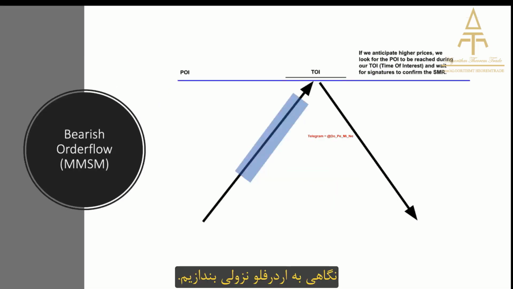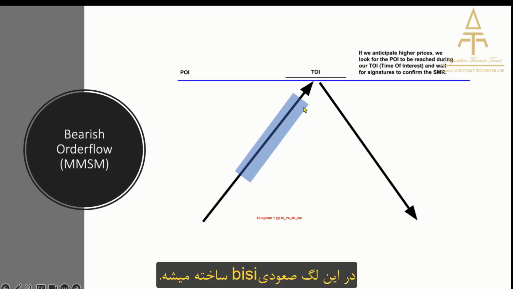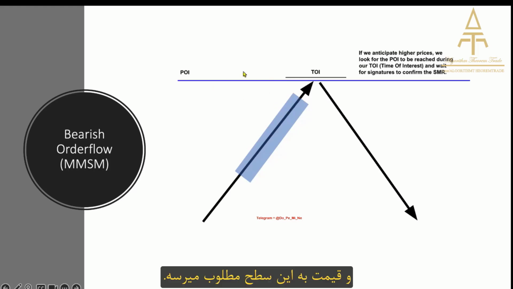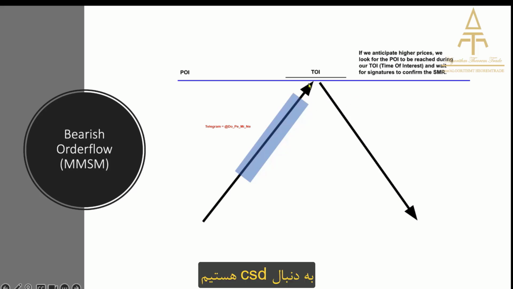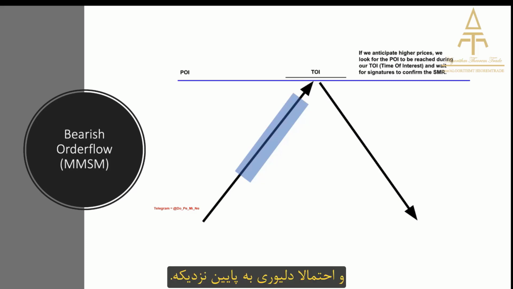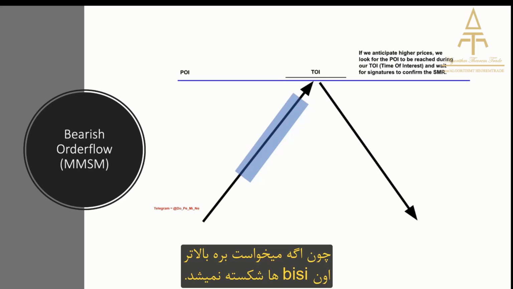So if we're taking a look at bearish order flow or the market maker sell model, our eye is drawn to BCs that form inside of that final leg higher, targeting a price level or point of interest. The moment that those imbalances get broken, get violated, we will be looking for a change in the state of delivery to have occurred, and therefore sell side delivery is likely to be next. Because if the market was going to continue higher, it would retrace into those BCs and then continue higher.